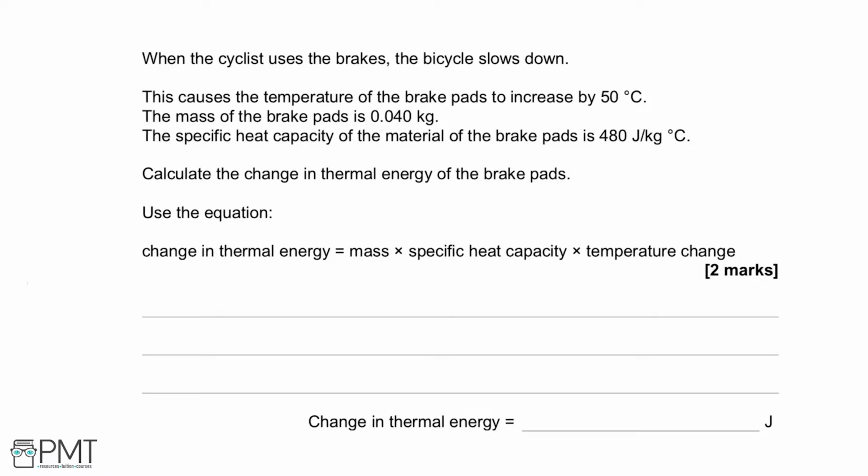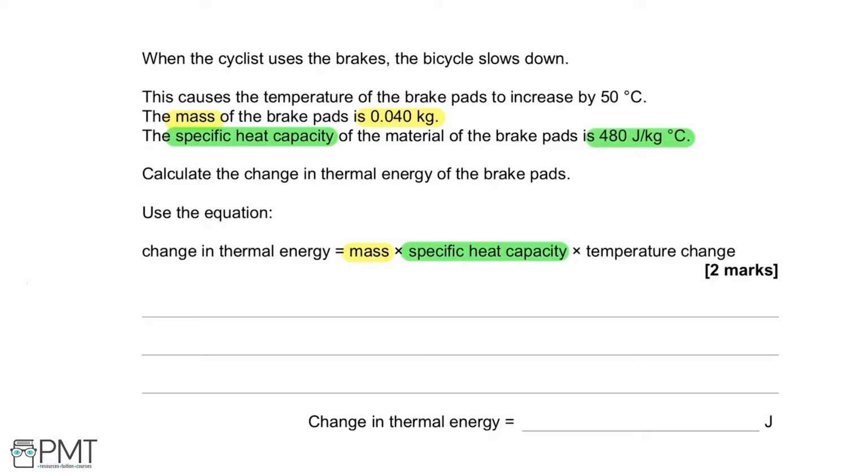So again, we're given the equation in the question, which is really nice. So as before, we're just going to find the values that we need for the equation and substitute them in. So the first thing we need is the mass. So over here, the mass of the brake pads is 0.04 kilograms. Next thing we need is specific heat capacity, which is found here. That's 480 joules per kilogram degrees Celsius.